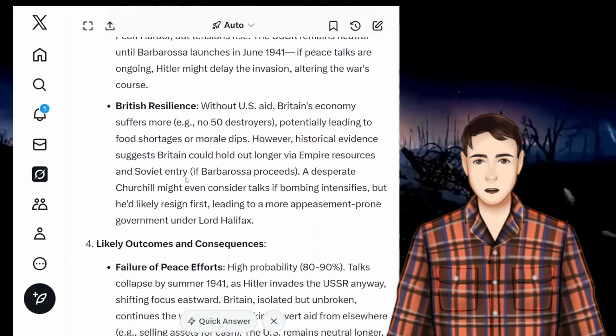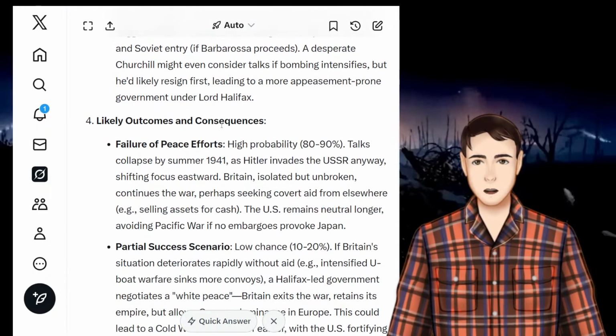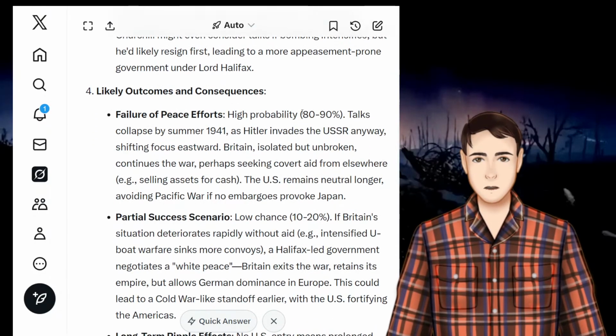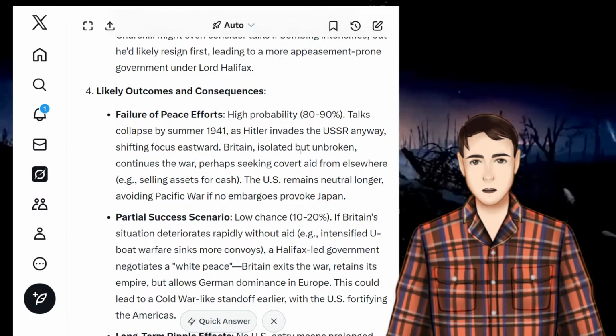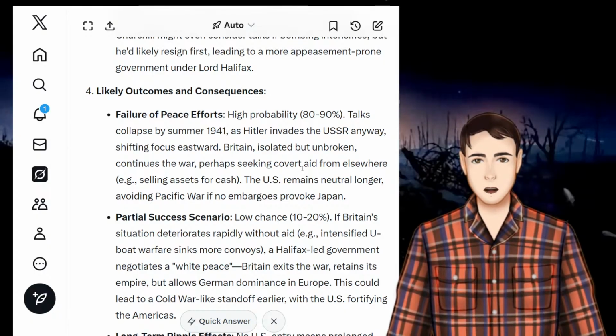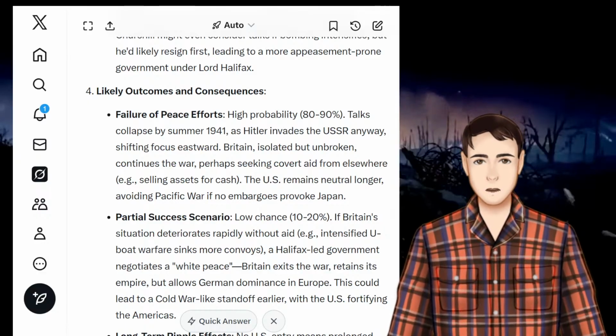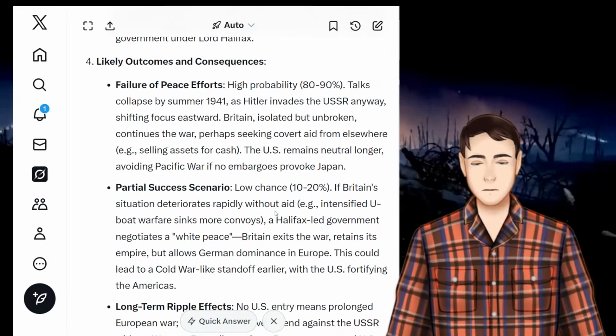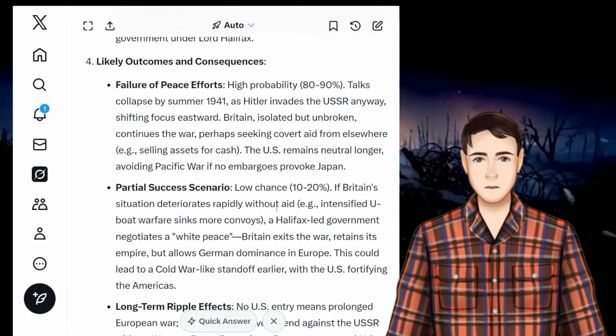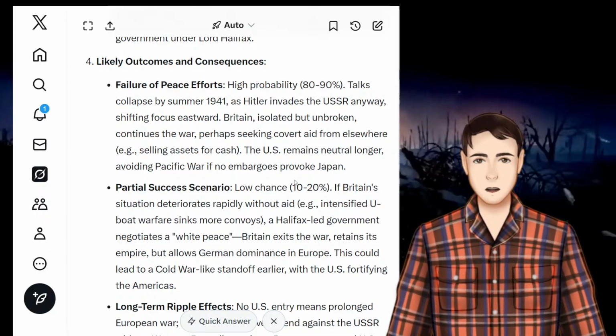All right, so Grok's likely outcomes and consequences, failures of peace efforts. High probability, 89%. Talks collapse by 1941 as Hitler invades the USSR. Anyway, shifting focus eastward, Britain isolated but unbroken, continues the war, perhaps seeking covert aid from elsewhere. The U.S. remains neutral longer, avoiding a Pacific War with no embargoes to provoke Japan. All right, that's another thing. So the war rages in the Pacific without the U.S. continues to stay out. Low chance, 10 to 20%.